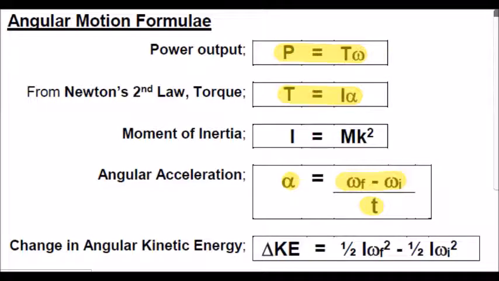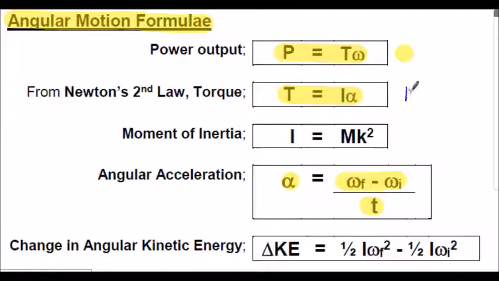Here are some more angular motion formulae that we might use. The power output formula, P is equal to T omega, we'll be using that in most of the questions. Newton's second law is going to be applied in one of the questions, T is equal to I alpha. Again, this is because of our background, we haven't covered all of the prerequisite theory here. This T is equal to I alpha is actually Newton's second law applied to angular motion.